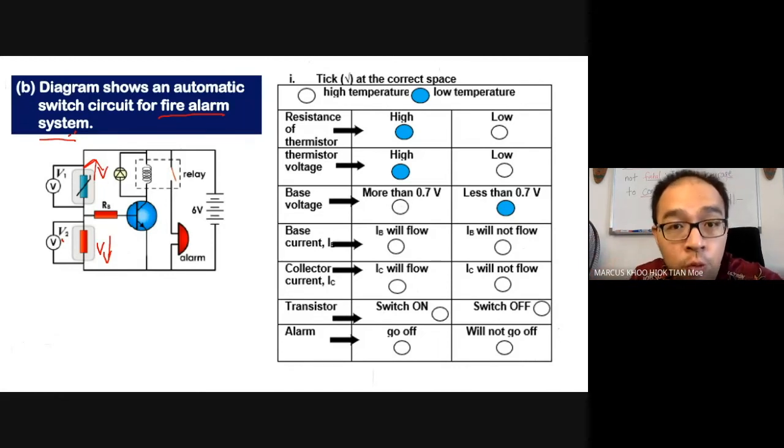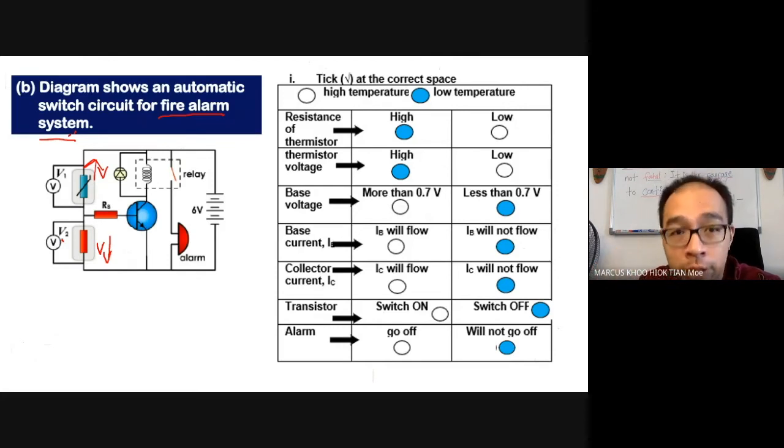Because the resistance sudah ubah pergi high. And what happens? After a while, very boring. After the base voltage is less than 0.7, what will happen to the base current? Off. What will happen to the collector current? Off. What will happen to the transistor? Off. And because of that, the alarm will be off. Obviously, you don't want it to be cuaca sejuk and then your fire alarm comes on. Like for what? So we want this to happen. When it is high temperature, then the fire alarm turns on. But the thermistor has an opposite effect. Low temperature, high resistance. Macam LDR juga, dia dark.